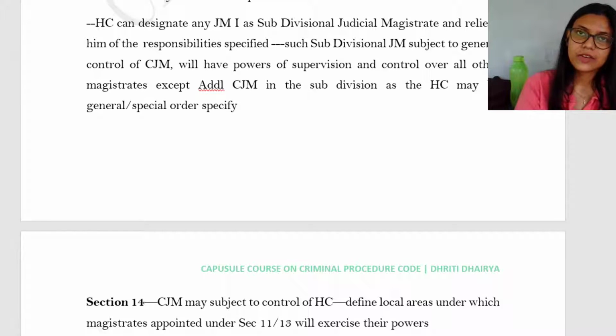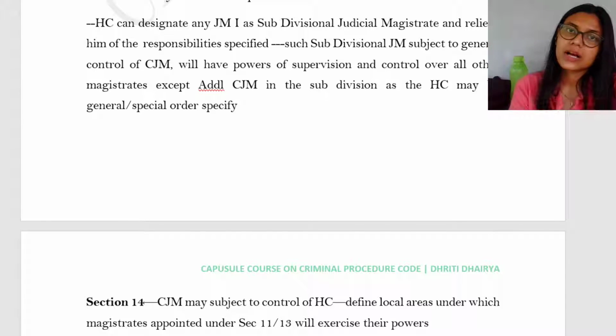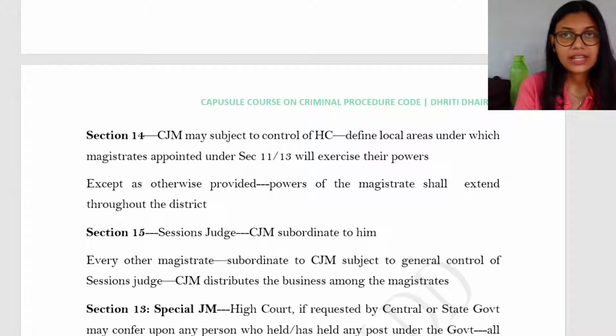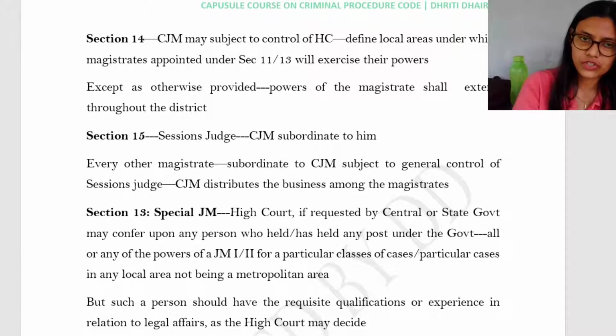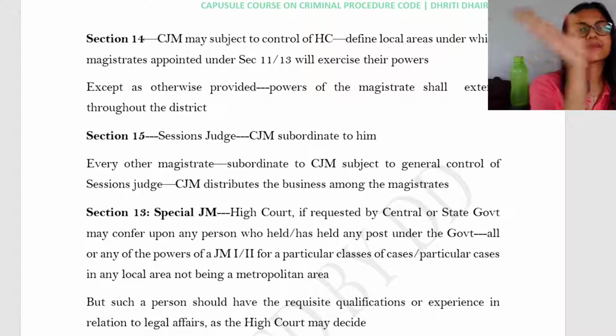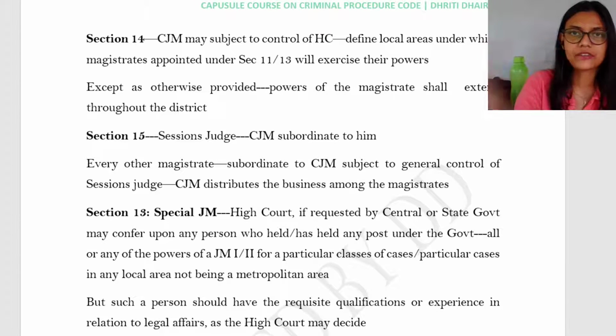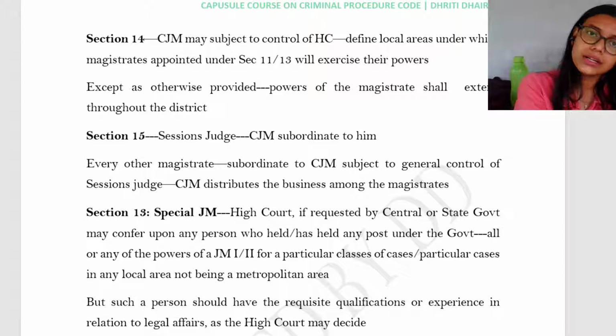And then CJM will also exercise that control in respect of which local areas will come under which particular magistrate, etc. Then a CJM is subordinate to a sessions judge. CJM is the one who is dividing the business of the court. We saw the special judicial magistrate also. So what we are seeing here is that when we saw the numbers of magistrates, in that we found the principal CJM. He is also subject to the general control of the sessions judge. He has been given a wide range of powers, that you will distribute powers, you will define the local areas in which the magistrates will work, etc. But you will be subject to the sessions judge.